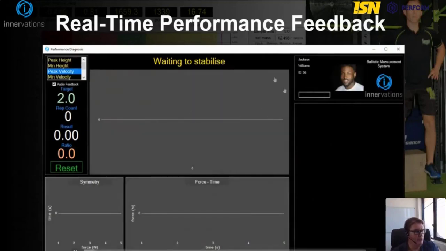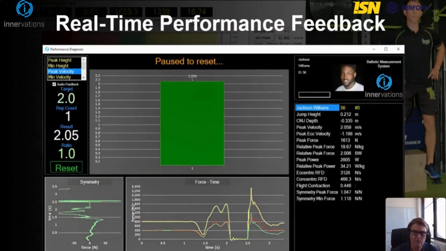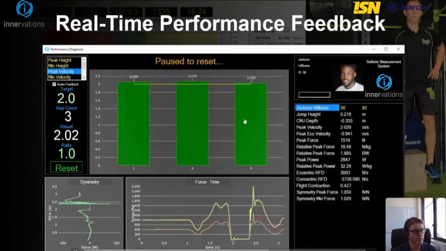So just giving an example here, this is off a force platform. The athlete's getting ready for a jump. They perform the jump, they receive a tone, which is like a ding, when they hit the target, which is set at 2 meters per second here. When they get over it, they get a green bar. This is the actual target here, line here. This is their actual performance there.